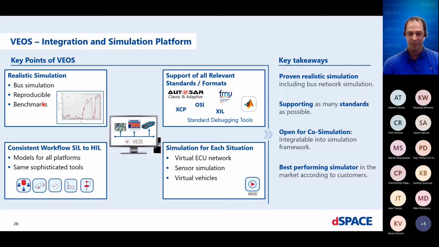And the good thing is if you're already using DSpace HIL and other DSpace tools, all the existing DSpace tools can be reused. So you can use your DSpace automation tool, your DSpace experiment tools, your DSpace modeling tools, everything together with VEOS. Then we are supporting, or we're trying to support, all of the open standards which are out there, like SIL API, XCP, OSI, AUTOSAR, FMU, and so on.